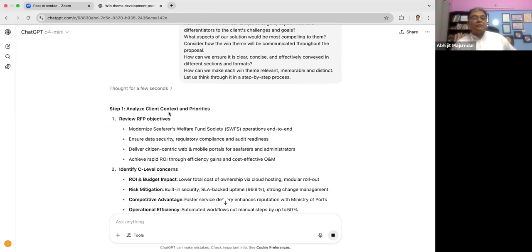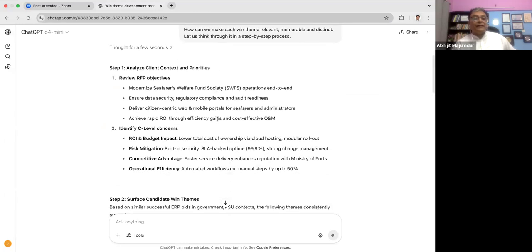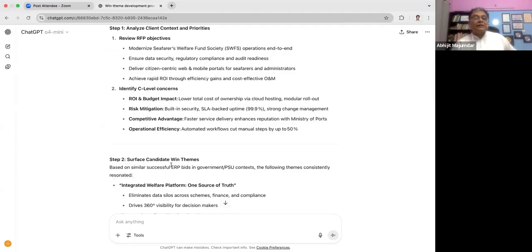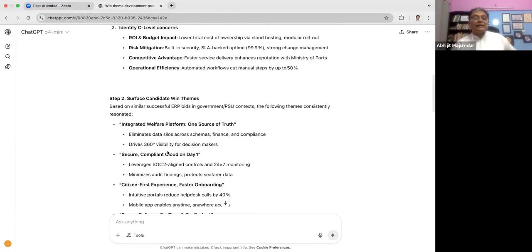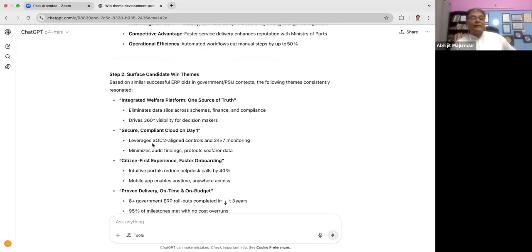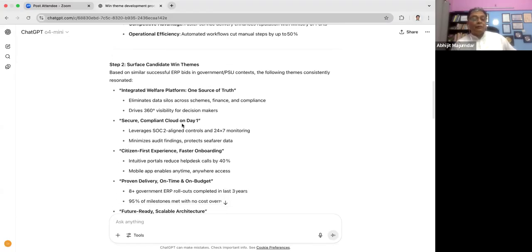So first, it is analyzing the client context and priorities, reviewing the RFP objectives, and surfacing the candidate win themes. So what are the candidate win themes? Integrated welfare platform, one source of truth. So it is finding that and giving a reason why this can be a possible win theme.